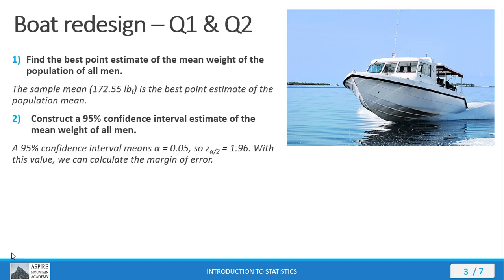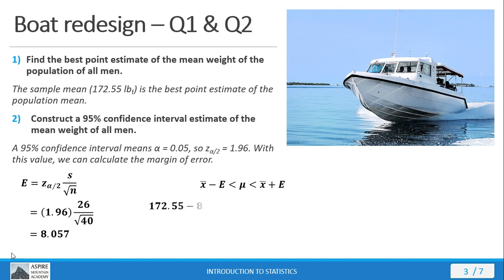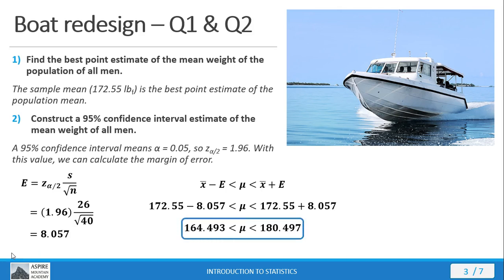Now we can calculate our margin of error. Here's our margin of error equation. We substitute in the values we know. The outcome is 8.057. Substituting those values into the general format for a confidence interval, we subtract on the left, add on the right, and out comes 164.493 to 180.497. So this then is our confidence interval estimate.